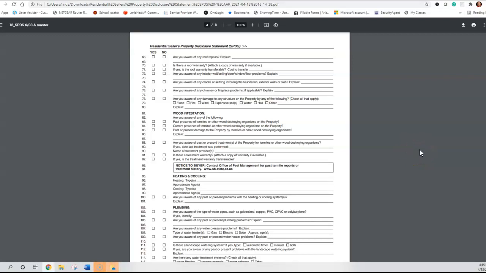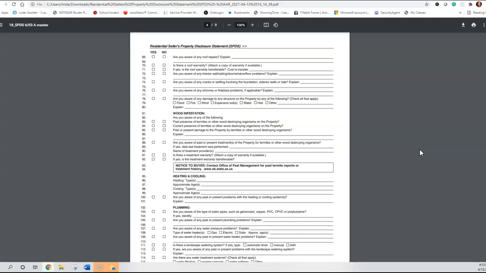Hey everybody, so we're on page three of the seller property disclosure statement, also known as the SPDS. Again, it's just, are you aware? Are you aware? Is there? Yes, if no, whatever. So you're going to do, are you aware of any roof repairs? Yes or no? Explain if it's a yes. Is there any roof warranty? If yes, again, keep going down through wood infestation.